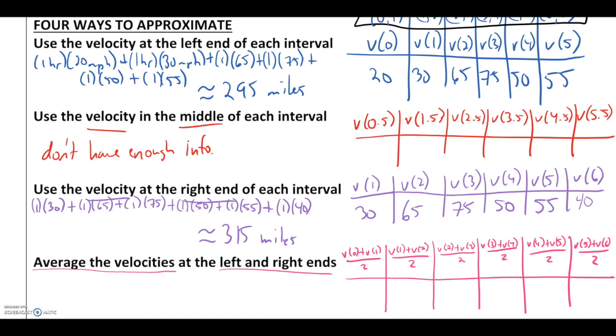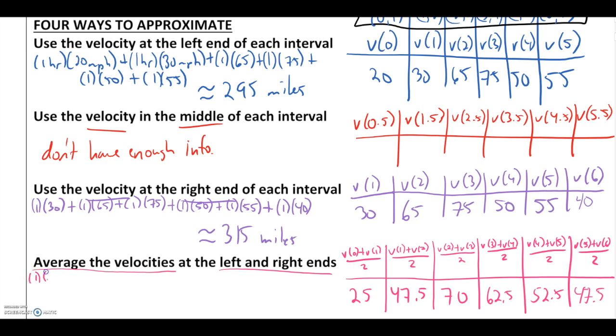So the average between 20 and 30, what's happening at 0 and 1, would be 25. From 1 to 2, we'll have an average of 47.5. 2 to 3, an average of 70. 62.5 here. 52.5 from 4 to 5. And from 5 to 6, 47.5.